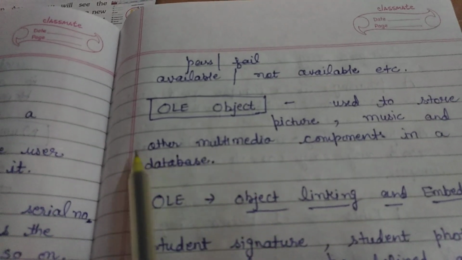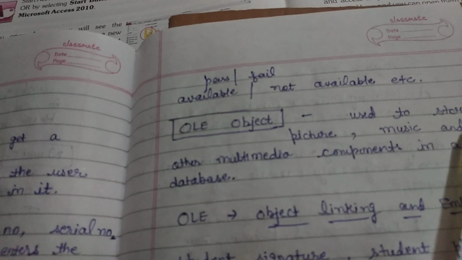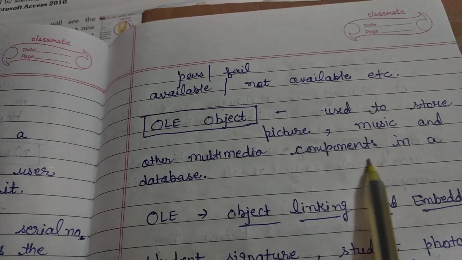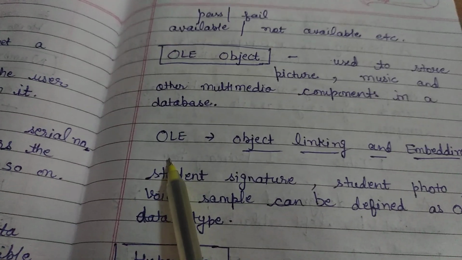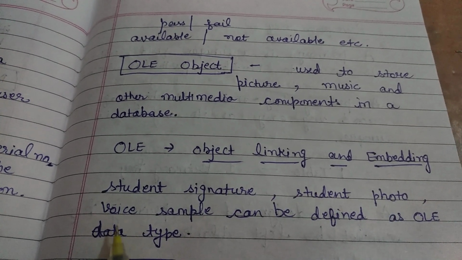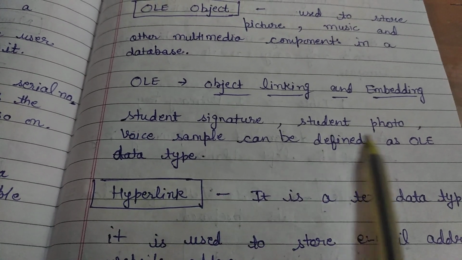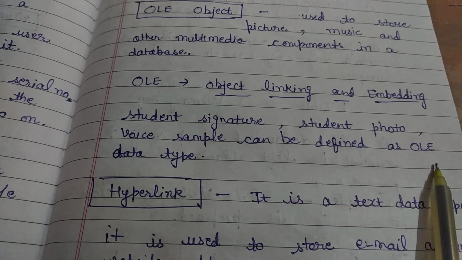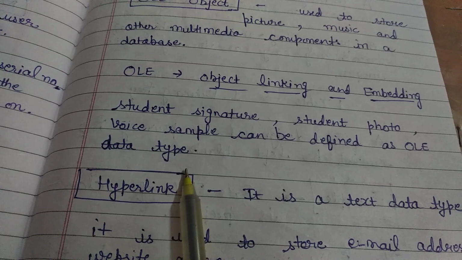Next data type is OLE object. It is used to store pictures, music and other multimedia components in a database. Here OLE means object linking and embedding, like student signature, student photo, voice sample. All these can be saved with this OLE data type.